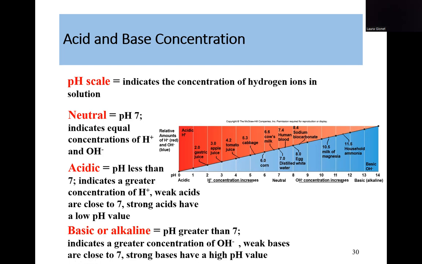Neutral means we have a pH of 7, which indicates equal concentration of H pluses to OH negatives. Acidic means that we're at a pH less than 7, which indicates a greater concentration of hydrogen ions. Weak acids are close to 7. Strong acids are very far away at the extreme end, like at 0, 1, 2, and 3. And the same for the bases. The farther you are to the right, where you get to values of 12, 13, and 14, where you're pretty much all OH negatives, those are very strong bases.